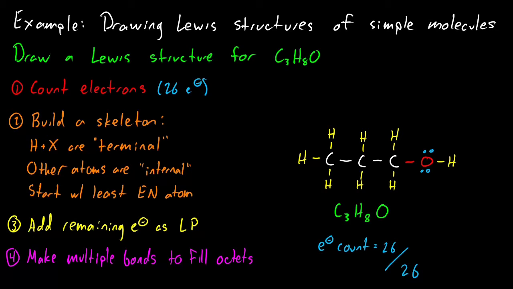Now sometimes we would need to make multiple bonds to fill octets by shuffling electrons around the molecule. We'll see an example of that later. What about ionic molecules? The molecule that we just drew is a neutral molecule with no formal charges, but what happens if we need a molecule that does have charge on some atoms?